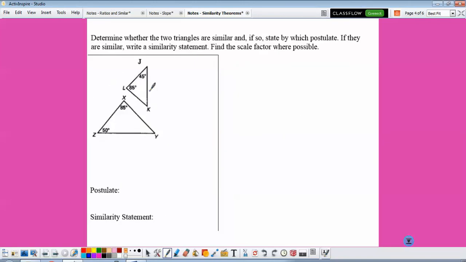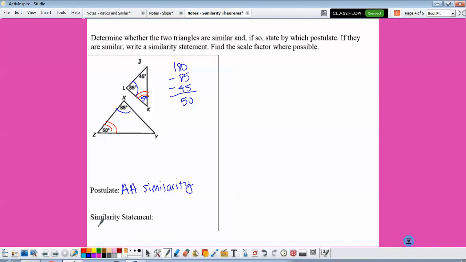Determine whether the two triangles are similar, and if so, state by which postulate. If they are similar, write a similarity statement, and then find the scale factor where possible. So here, we know that X and angle L are congruent. We don't know anything about the sides, so in order to prove that these triangles are similar, we're going to need to know the other angles. Well, let's look here. 180 minus 85 minus 45, because all the angles of a triangle add up to 180. That leaves us with 50 degrees. So K is 50. So now we know that K and C are congruent. So yes, they're similar by AA similarity.